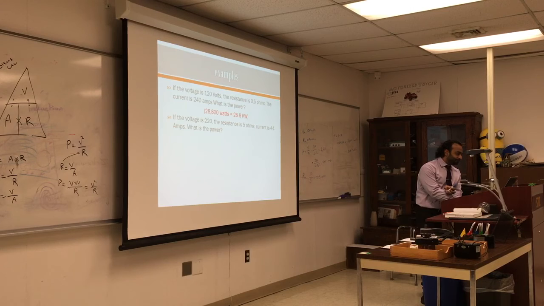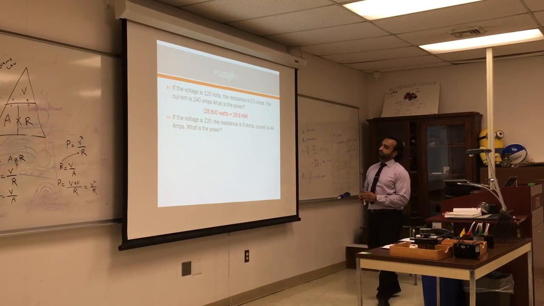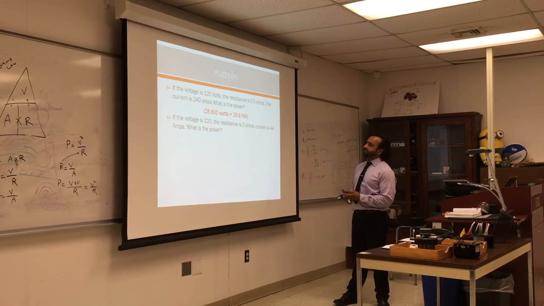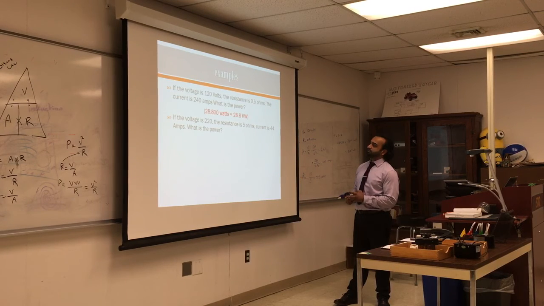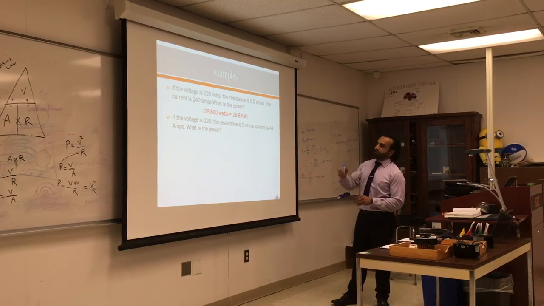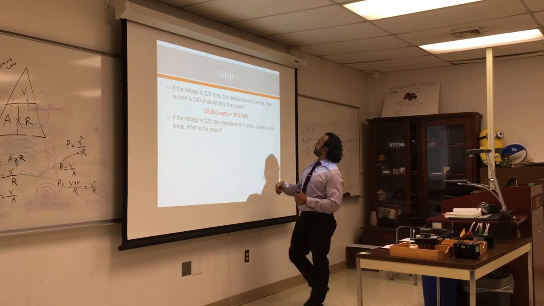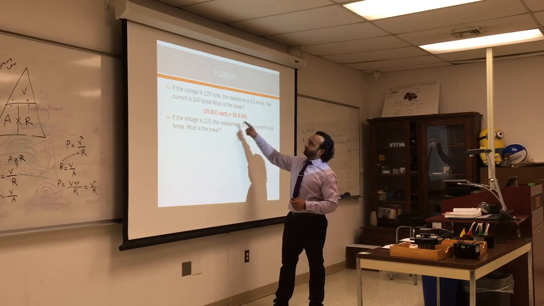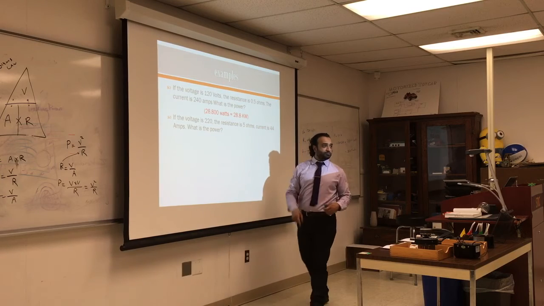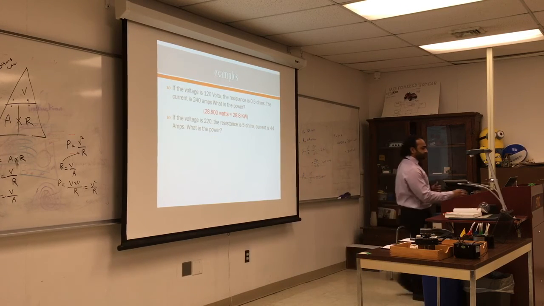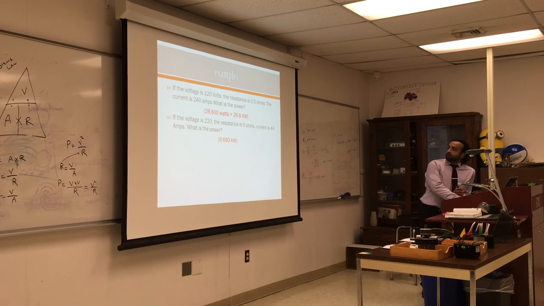If the voltage is 220, the resistance is 5, the current is 44, what is the power? So power is voltage times amperage. I have amperage and I have volts. Multiply them together. And I should get 9.68 kilowatts.